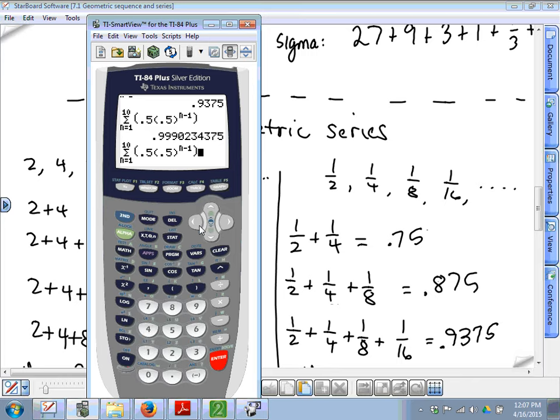What if I add 20 terms, you guys? It's 0.999999. Has it become 1 yet? What if I add 40 terms here? What do you think that's going to be? You think it's going to be less than 1, greater than 1? I'm not guessing.